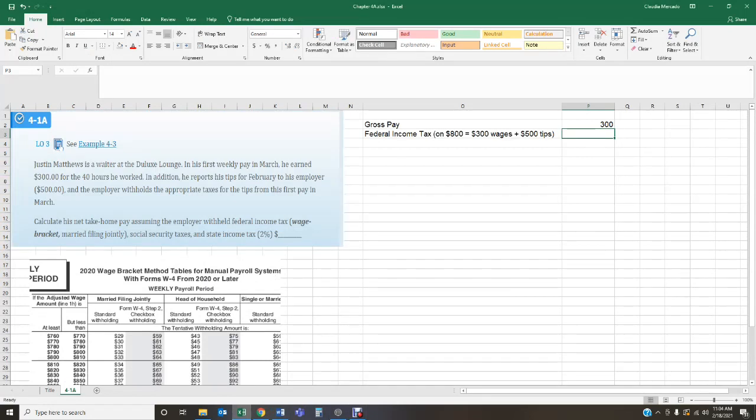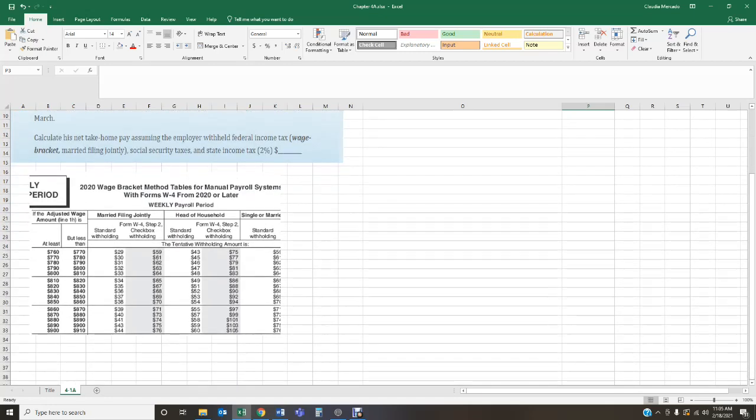Okay, so I'm saying here that we're going to have to pay taxes on $800 of wages, $300 of your regular wages plus $500 of tips. So I am looking for the 800, and this is for weekly, and we are looking at married filing joint. So this is the area that we're going to be looking at.